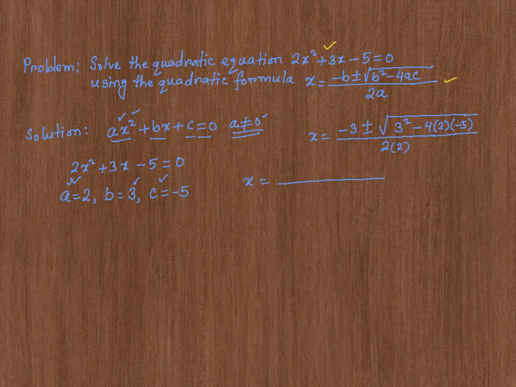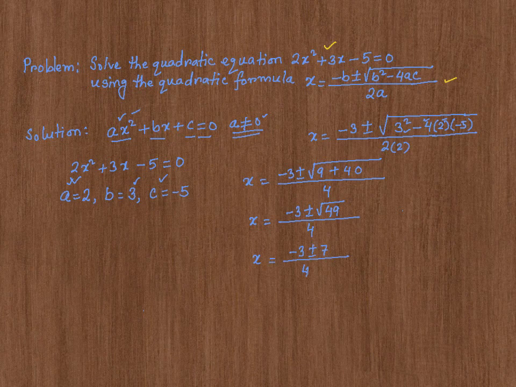So negative 3 plus or minus the square root of 3 squared, which is 9. Then negative 4 times 2 is negative 8, times negative 5 is positive 40. Divided by 2 times 2, which is 4. So x is going to be equal to negative 3 plus or minus the square root of 40 plus 9, which is 49, divided by 4. Then I can simplify it further. X is equal to negative 3 plus or minus the square root of 49, which is, by the way, 7. Then I divide it by 4.